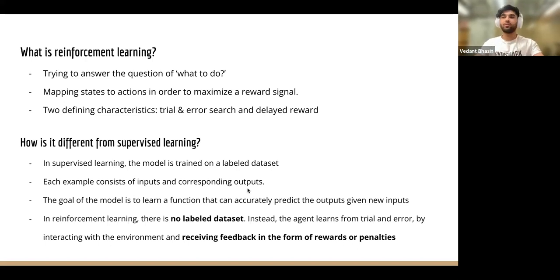So how is it different from supervised learning? Well, in supervised learning, we have a data set which is labeled, as in we have the inputs and the corresponding outputs. And the goal is to learn a function that can accurately predict the outputs given new inputs. In reinforcement learning, and this is where one of the key things comes in, there is no labeled data set. So we're relying heavily on the reward signal, or as it says in the slides, feedback.